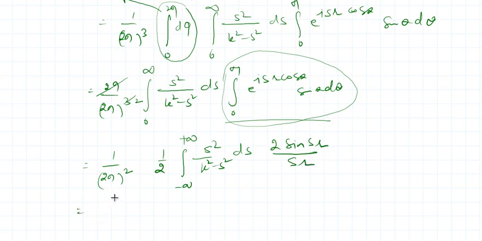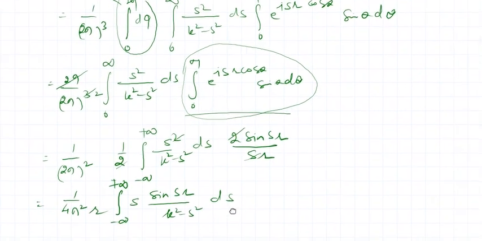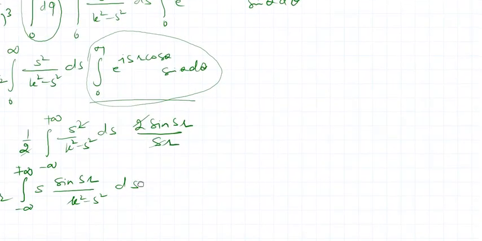So it is, this 2 will cancel out with it, and this s with this s, so it is 1 over 4 pi square, and r can be taken outside because it's integral over s, so it is integral from minus infinity to plus infinity s sine sr over k square minus s square ds. That's what I am getting here, right? But let me try to understand how this integral comes out to be equal to this integral.